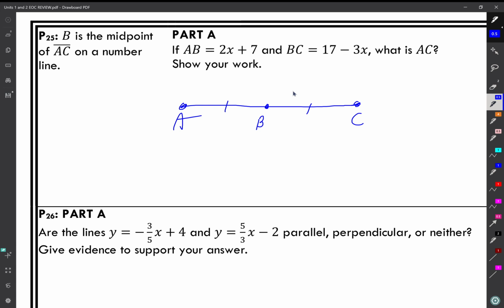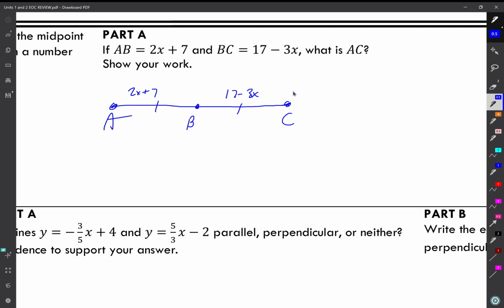AB we're told is 2x plus 7. BC is 17 minus 3x. We want to find AC. So I know that AB and BC are equal because B is the midpoint. So 2x plus 7 equals 13 minus 3x. Add 3x to both sides. 5x over here. Subtract 7 from both sides. This will be 6.